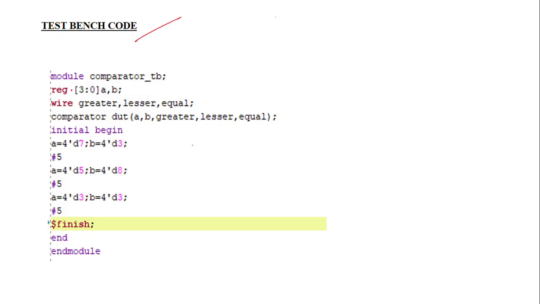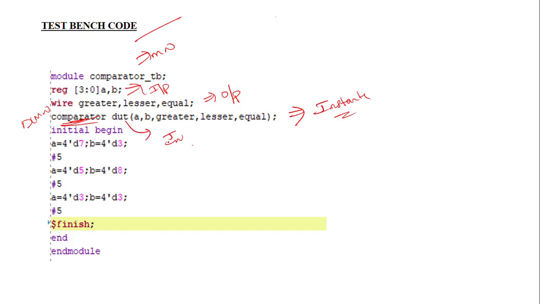Next is our test bench module, followed by the module name. Inputs are in reg data type, and outputs are in wire data type, followed by instantiating the design code in the test bench code. How do you instantiate? You write the design code module name followed by the instance name, then the port list. We connect the ports of the design code to the test bench code, so we write the port connections here in the same order.